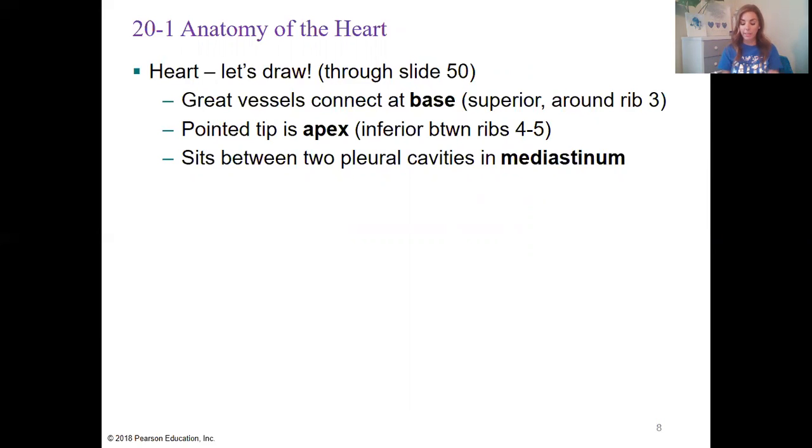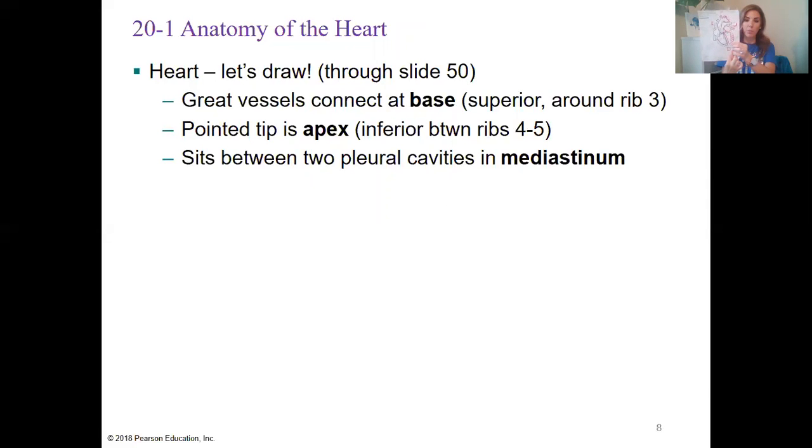So for right now, when we're looking at this, you can see on this particular piece of paper that the heart is not straight up and down. So your heart actually is going to lean a little bit to the left. Whenever we are talking about where the heart is, we all know that it's in the chest cavity in the mediastinum area, but the base is going to be around rib 3, and the pointed apex, or this tip down here, this is the apex, this is going to be between ribs 4 and 5. So the base is actually going to be right here, where you will see all of these great vessels connecting, and then this is the apex.